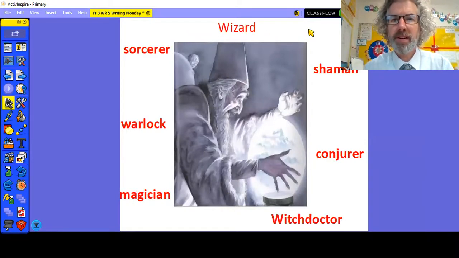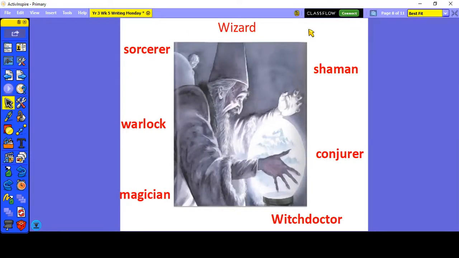So here we have our wizard from our story. I've given you the name wizard here, but actually there's lots of other words we could use when describing him. See if you recognize any of these. Sorcerer, warlock, magician, witch doctor, conjurer, shaman.